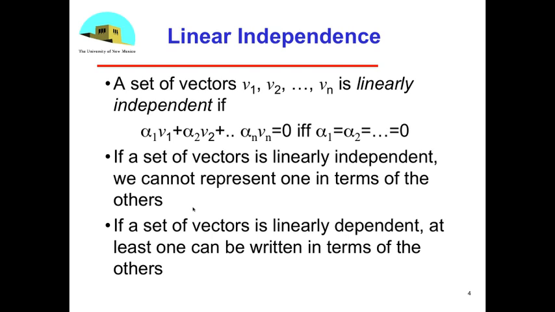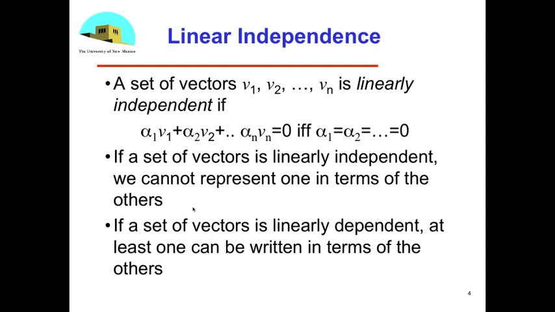But if the only way I can get this sum to be 0 is if I make all the constants in front 0, then these vectors are linearly independent, which simply means there's no way to solve that equation for any of those vectors in terms of the others. So in a sense, it's the minimal number that you need to be able to represent an arbitrary vector in terms of some given set of vectors, v1, v2, v3, and so on.